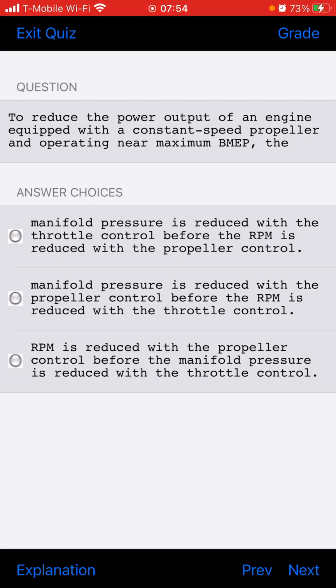When troubleshooting a running engine malfunction, what does a cold cylinder indicate? A cold cylinder indicates lack of combustion in that cylinder.